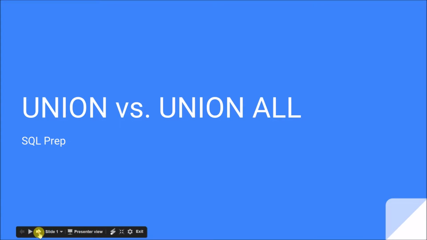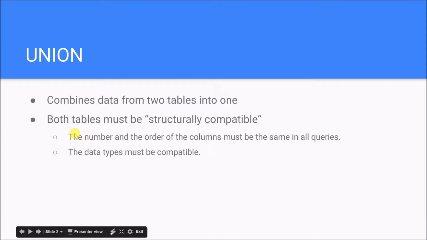So, first things first here, a union in general, and this encapsulates both union and union all, is going to combine data from two tables into one, or possibly more than two tables. Essentially, you've got table A and table B, and if you want to see information from both of them in your results, then you can use a union.